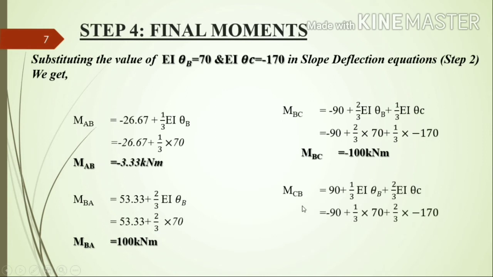Similarly, MCB is equal to 90 plus 1 by 3 EA theta B plus 2 by 3 EA theta C. Then substitute the values of EA theta B and EA theta C, we get MCB equal to 0 kilonewton meter. So these are the final end moments in this problem: MAB is equal to minus 3.33 kilonewton meter, MBA is equal to 100 kilonewton meter, MBC equal to minus 100 kilonewton meter, MCB is equal to 0 kilonewton meter.